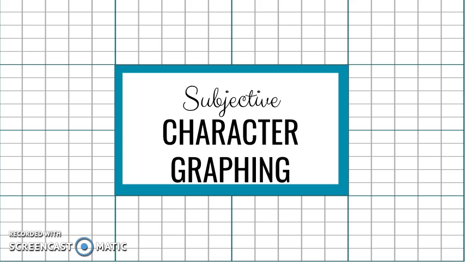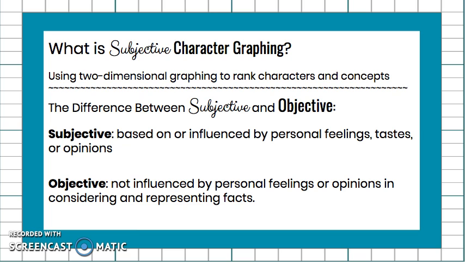It's something that my advanced students this year have worked with, so I'm going to be teaching you really quickly about subjective character graphing. Now, subjective character graphing is using two-dimensional graphing to rank characters and concepts. Like I said, you're really looking at a character's actions and deciding how those actions affect who they are as a person. So there's a difference between subjective and objective.